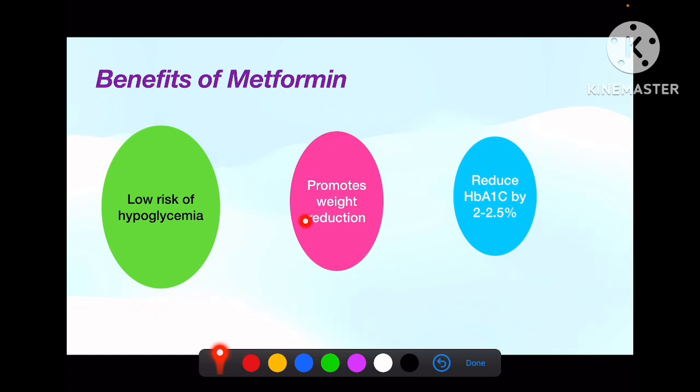One very important one is that it promotes weight reduction. This is very important. Suppose your patient is DM with a high BMI. On top of that, if you give sulfonylurea, the patient's weight might be further high, right? But if you give metformin, it promotes weight reduction. That will be one of the benefits, right? The other one is it can reduce HbA1c by 2 to 2.5%, like your sulfonylurea. Both drugs have the same ability to reduce your HbA1c, right? Other one is low risk of hypoglycemia. Those are the benefits of metformin.